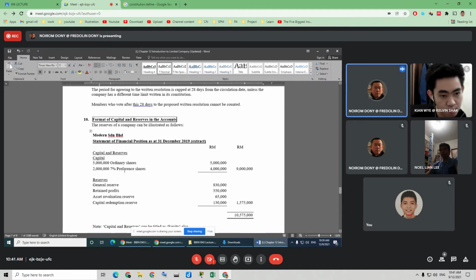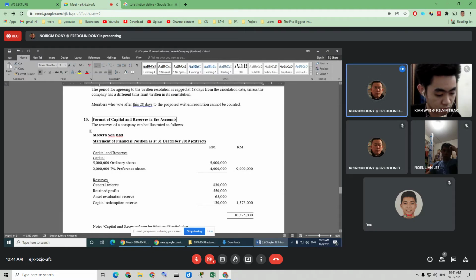Now, after we have listed the share capital, the next one will be reserve. So what is reserve? Reserves are the funds allocated by the company for a certain purpose. Like general reserve is for general purpose, asset revaluation reserve is for asset revaluation, and capital redemption reserve is for specific purposes to redeem any of the capital. So we list these reserves after the share capital.